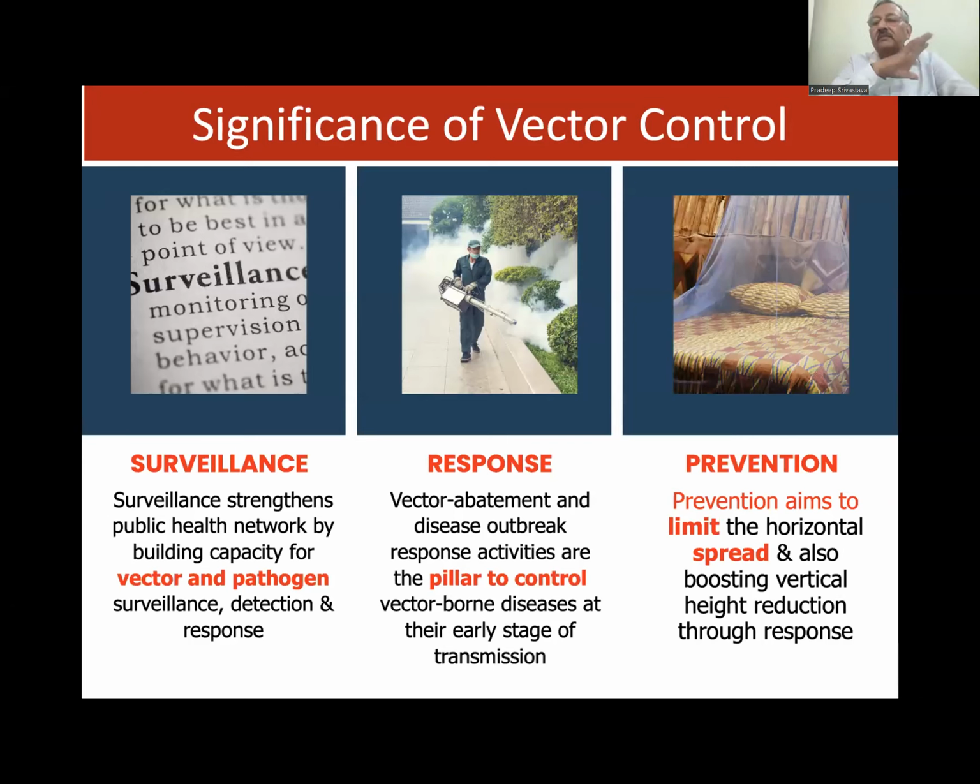If we don't do this, we are lacking this kind of data. Then another significance is, if we know what kind of vector it is and what its response is, only then can we take proper vector abatement measures. How to attack this vector? I have always been giving an example.